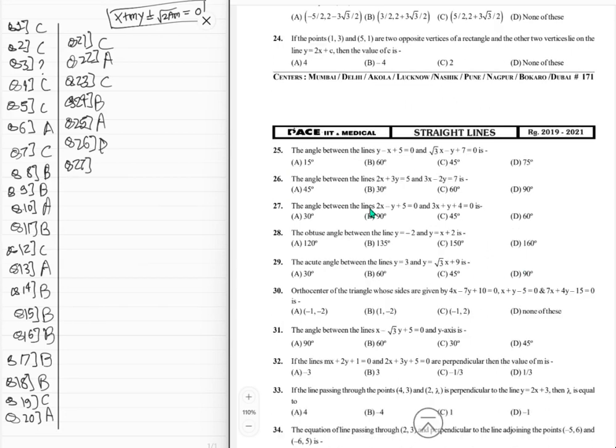The angle between the lines, this and that, right? So this has slope 2. Thank God, at least there was something sensible. And this is slope minus 3. So 2 comma minus 3. These are the slopes.